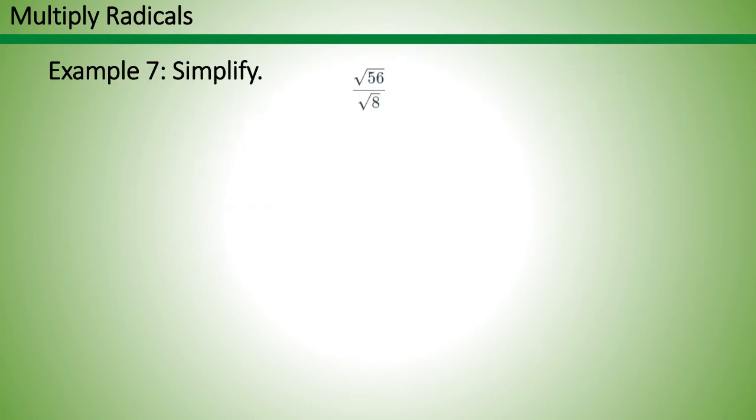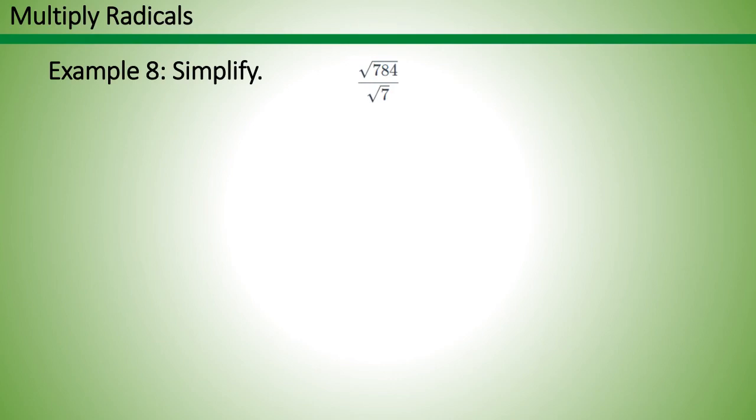Here's another example. This time both of the numbers are inside of the radical, so I can actually divide these things. If I divide 56 by 8, this will become square root of 7. And we're actually done there. That's all we have to do on this one. If I divide 56 by 8, I get square root of 7, and that is our answer.